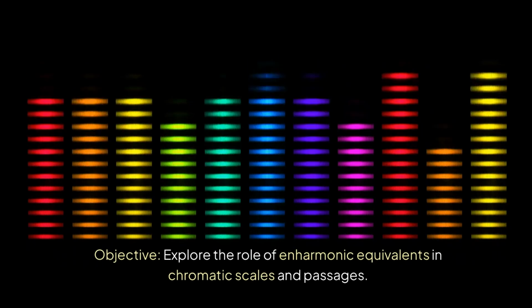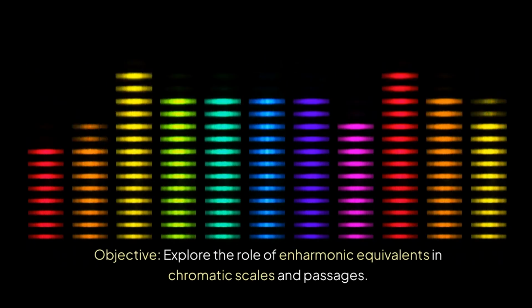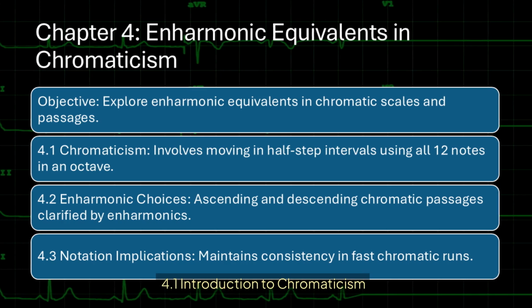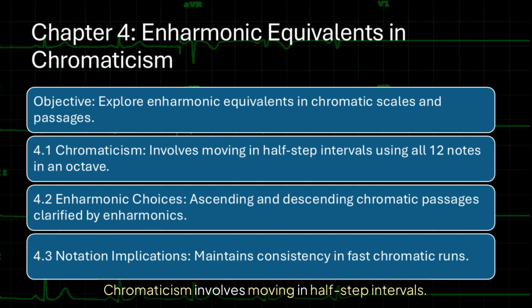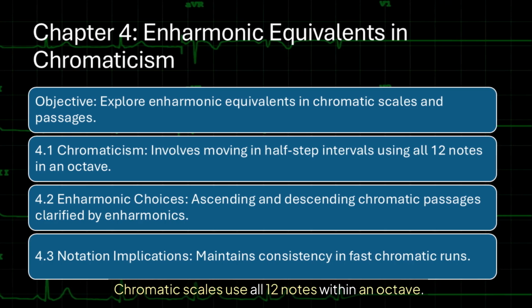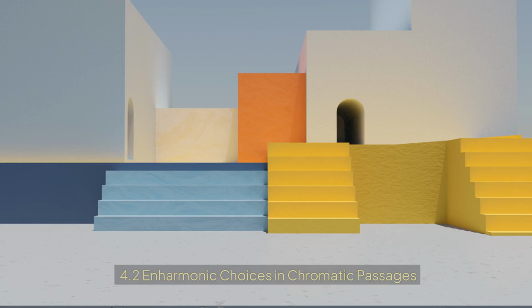Objective: explore the role of enharmonic equivalence in chromatic scales and passages. 4.1. Introduction to chromaticism. Chromaticism involves moving in half-step intervals. Chromatic scales use all 12 notes within an octave.